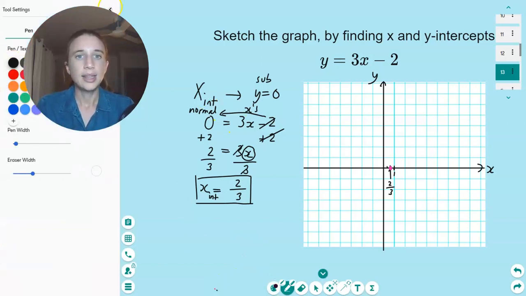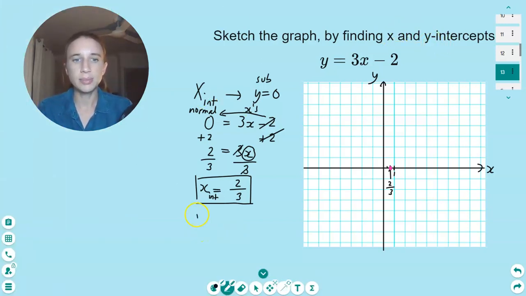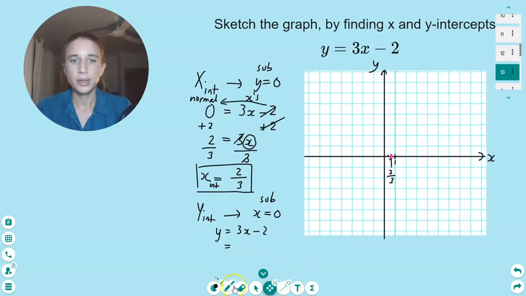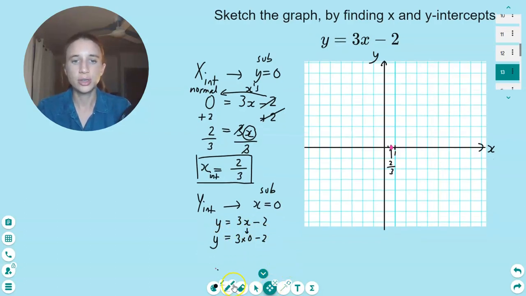All right. Then we need to find the y-intercept. The y-intercept is where we substitute x equals 0 into that equation. You can always write the equation again. Just move that up a bit. Subbing x equals 0 and rearranging for y. So 3 times 0 take 2. So the y-intercept is nicer to find. You don't need to do any rearranging.